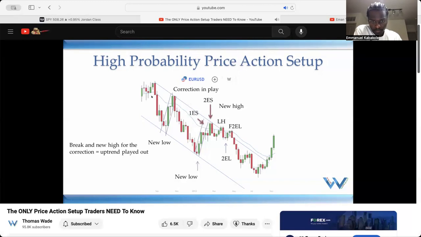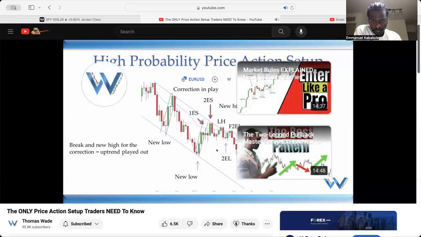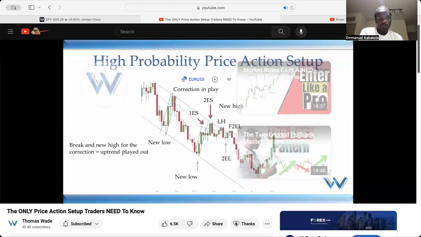Why? Because the context is bearish. So you can use even the two-leg pullback in the opposite direction to help you identify a trap, but it's a whole other story.